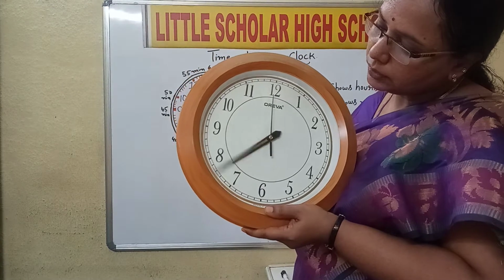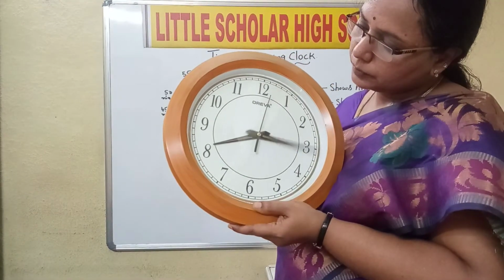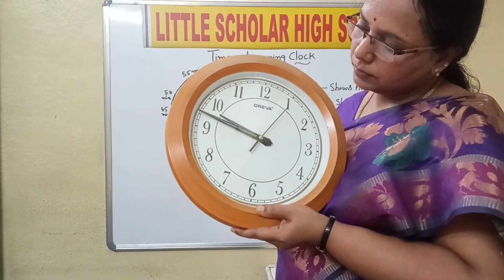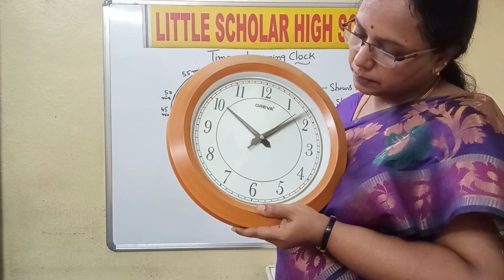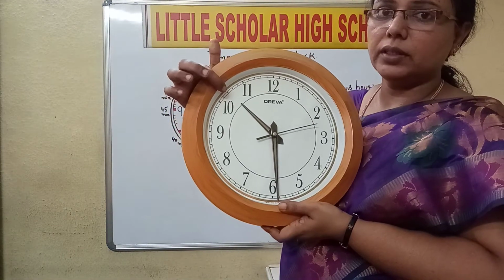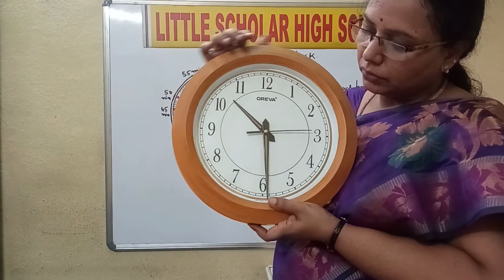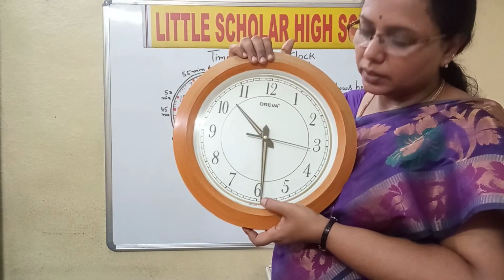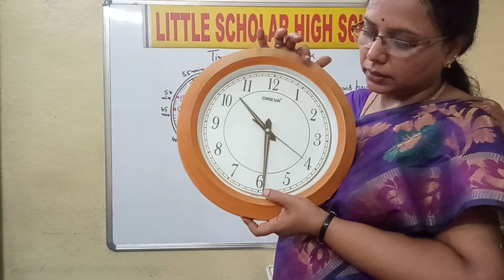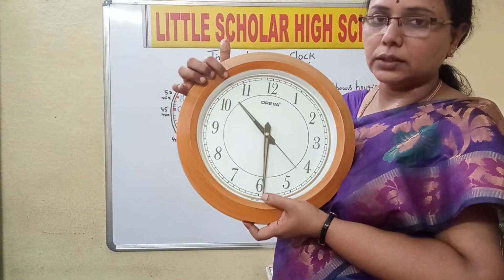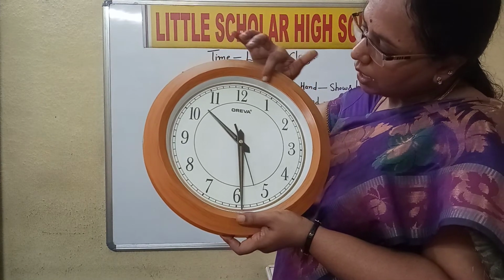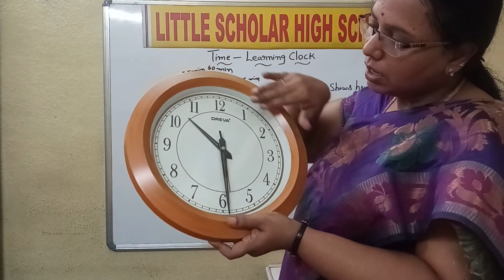Now you tell me this. Where is the small needle? 10. Where is the big needle? 6. So 10:30. 6 means how many minutes? 30 minutes, or else 1/2. This is 1/2, we said, no?